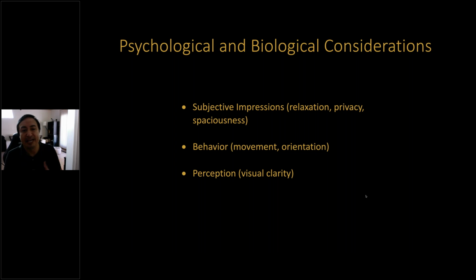And then obviously behavior, how you're going to move within the space, the orientation, the depth, so that people know exactly where to look and why certain features are where they are. And of course, the perception, which has to do with visual clarity. Is it a place that encourages gathering and conversation? Is it a place that encourages work and a time to be focused? Or is it a place where you can have, again, relaxation and so on? So the perception is very important. We call that the psychological and biological considerations.